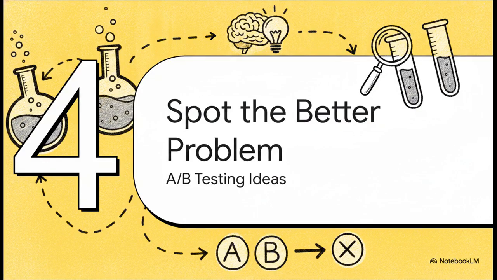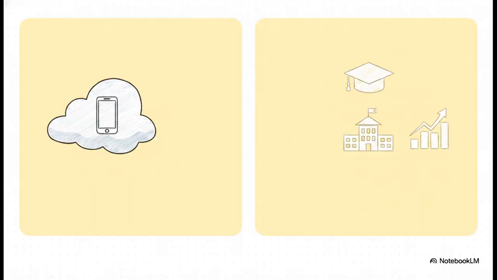Let's hit Section 4, spot the better problem, A/B testing ideas. Let's treat this like a lab and do some A/B testing. Compare just saying social media, which is merely a topic, incredibly vague with zero direction, to stating something like, influence of social media usage on the academic performance of grade 11 students at Citrus National High School. Boom. That second statement gives you an exact issue, a highly specific population, and a clear setting. It passes those specific and clear filters instantly.